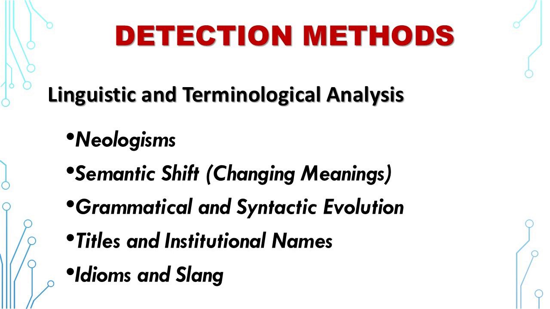Another thing we are going to consider under linguistic and terminological analysis is titles and institutional names. Using a name for a country, department, or rank that didn't exist yet is an anachronism. For example, in Nigeria, a document dated 1950 referring to the Central Bank of Nigeria is an anachronism, because the Central Bank did not exist until 1958.